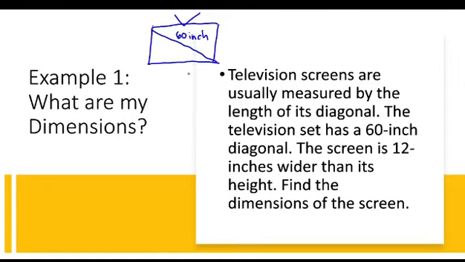inches. And then the screen is 12 inches wider than its height. So the height of the TV, let's say, we represent this as x, and then the width is 12 inches wider than its height. So that will be x plus 12. So x here will be represented as the height of the television.